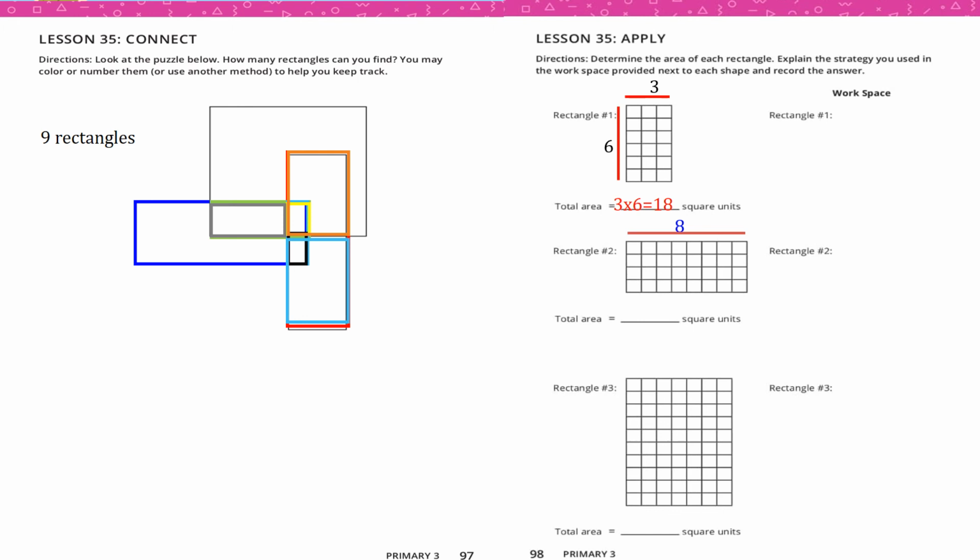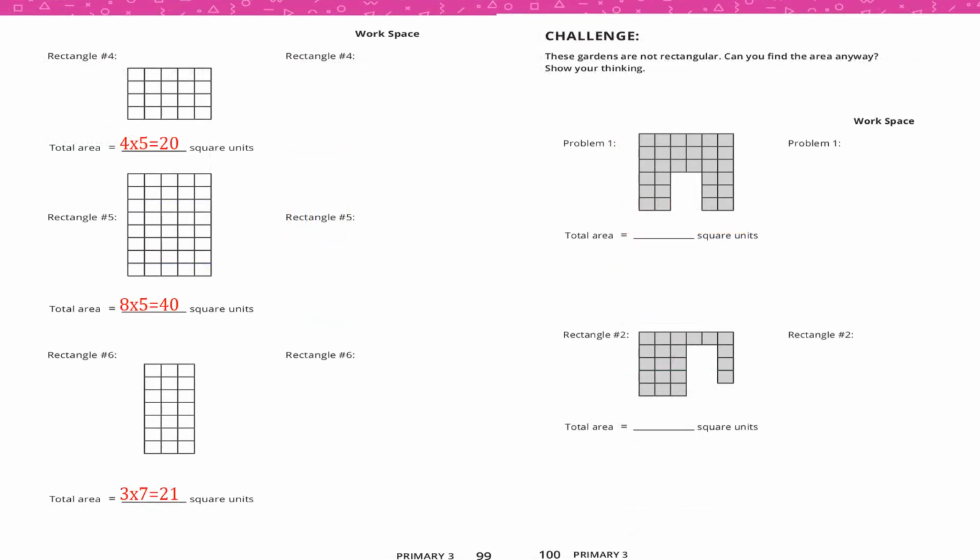Rectangle number 2, as we can see, we have here 8 columns and 4 rows. So 8 times 4 equals 32. The third rectangle, we have 7 columns and 10 rows. So 7 times 10 equals 70. By the same way, we can find rectangle number 4 and number 5 and number 6.